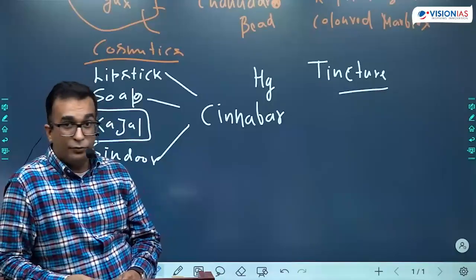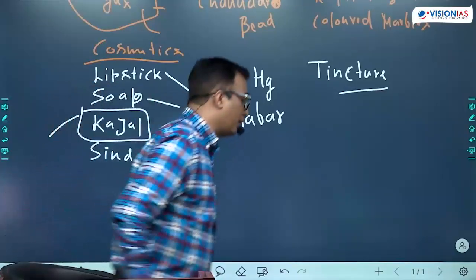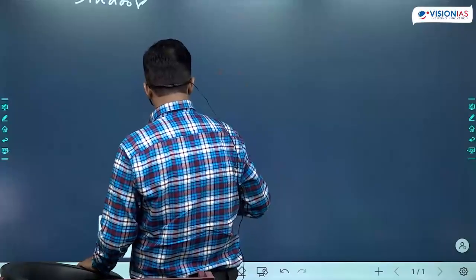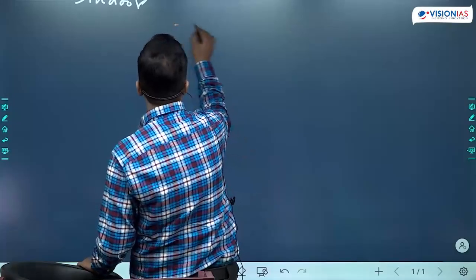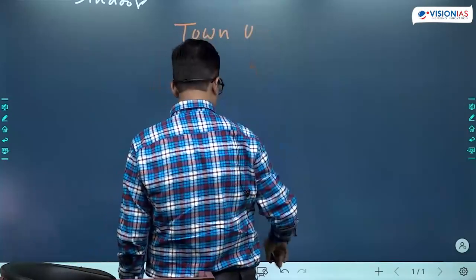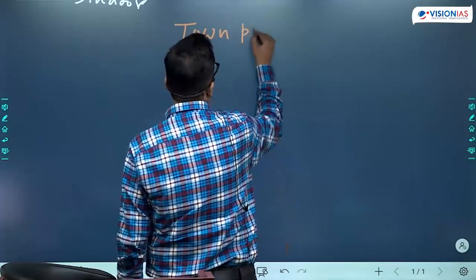So let's come to the important part of the Indus Valley, on the basis of which we call it one of the most advanced. So write: town planning of Indus Valley civilization. Town planning.